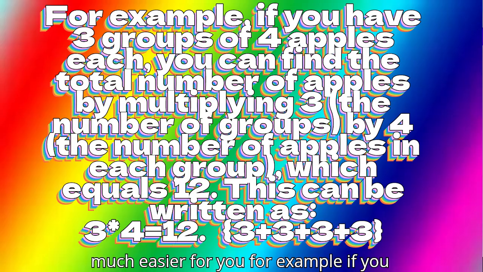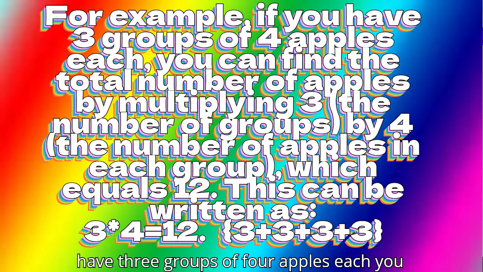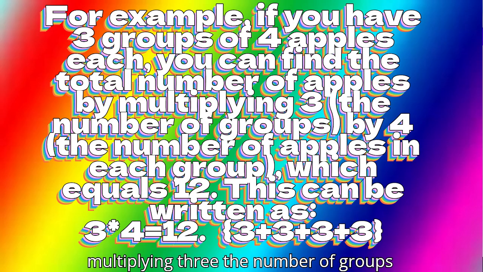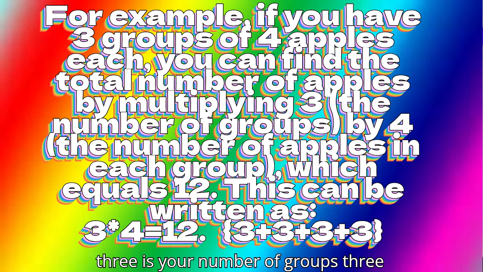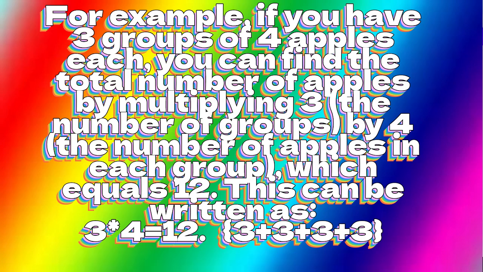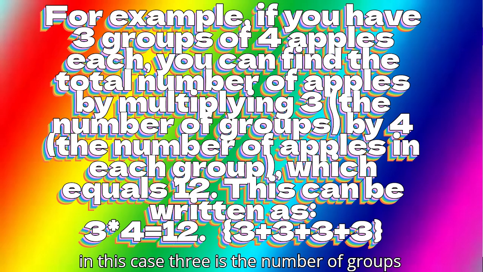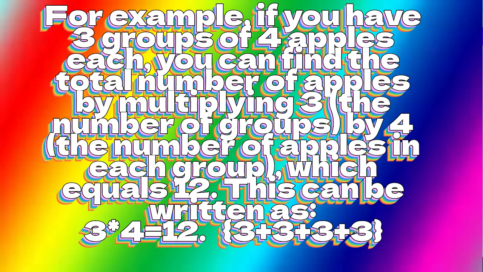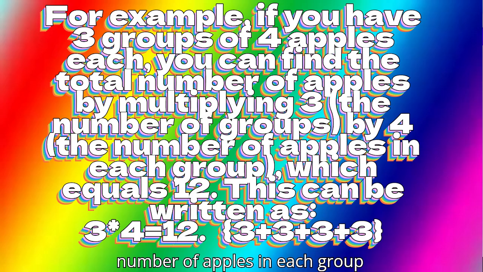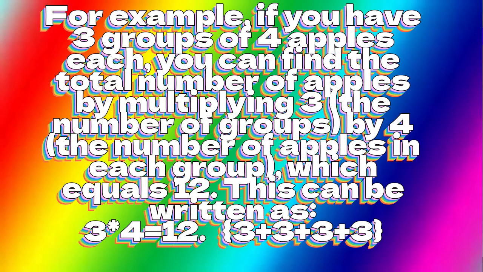For example, if you have 3 groups of 4 apples each, you can find the total number of apples by multiplying. 3 is your number of groups, and in each group there are 4 apples. In this case, 3 is the number of groups. You are multiplying 3 by 4, the number of apples in each group, which equals 12. So 3 times 4 is 12.